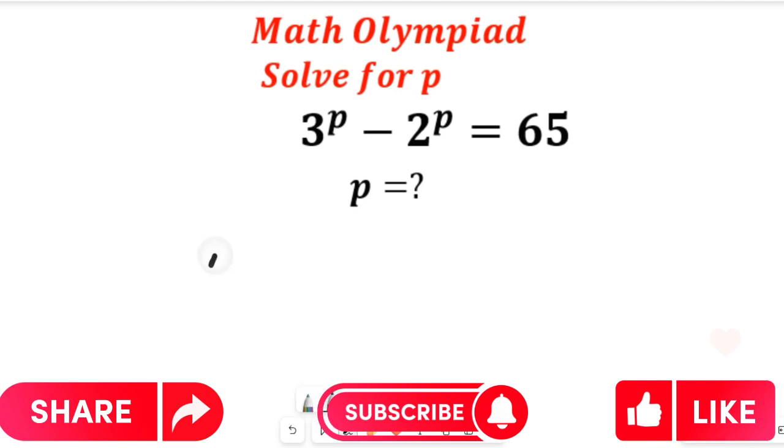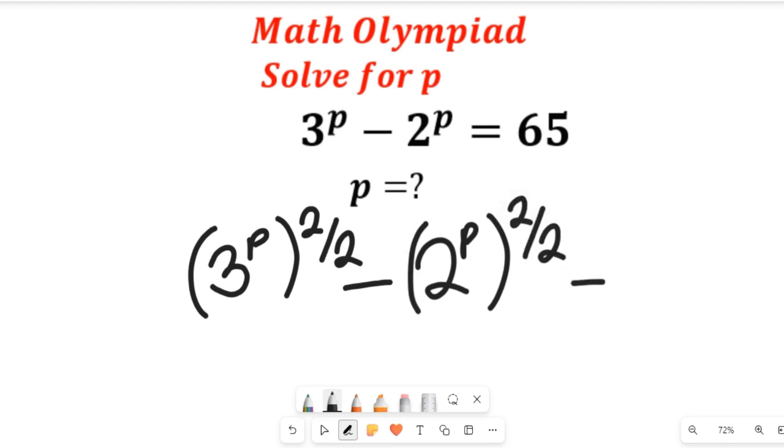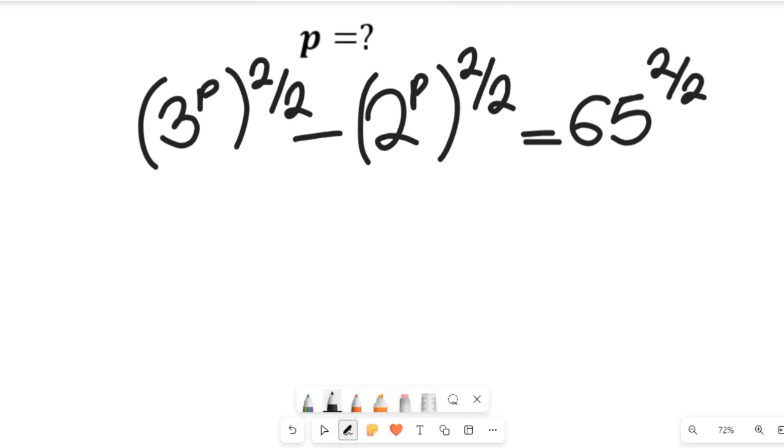So if I multiply both sides by the power of 2 divided by 2, I'll have 3 to the power of p multiplied by 2 divided by 2, and this will be minus 2 to the power of p multiplied by 2 divided by 2, and this will be equal to what? 65 to the power of 2 divided by 2. Now, on the right hand side, you come to see that 2 divided by 2 is 1, and 65 to the power of 1 is still equal to 65. So that has not changed anything.